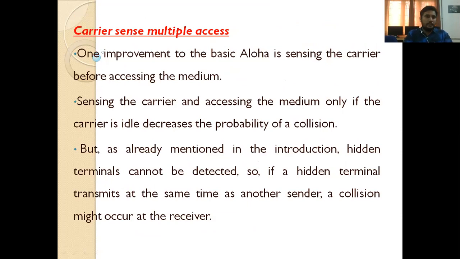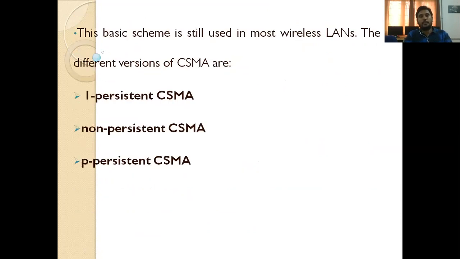So here in carrier sense multiple access, we sense the medium before transmitting. That is the basic principle of carrier sense multiple access, CSMA: sense before transmit. There are three different versions of CSMA: 1-persistent CSMA, non-persistent CSMA, and the third one is p-persistent CSMA.